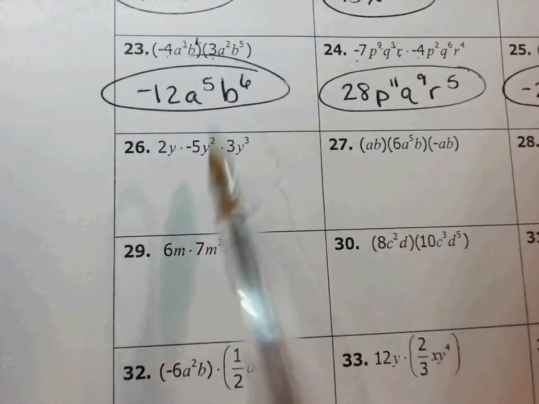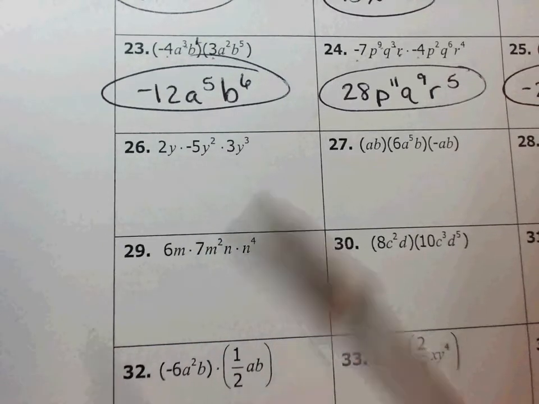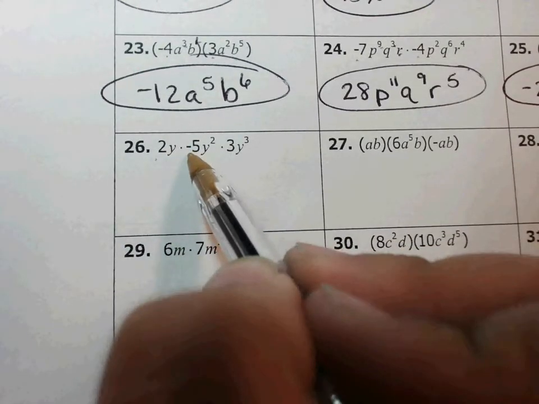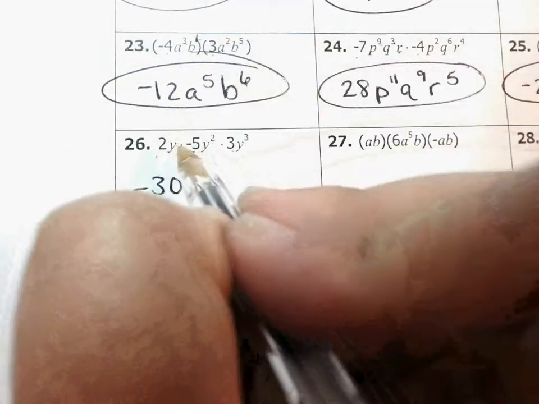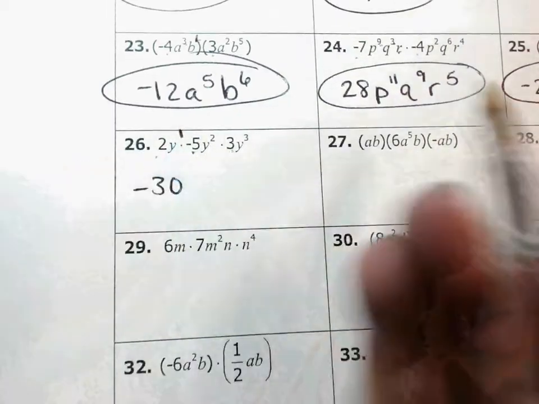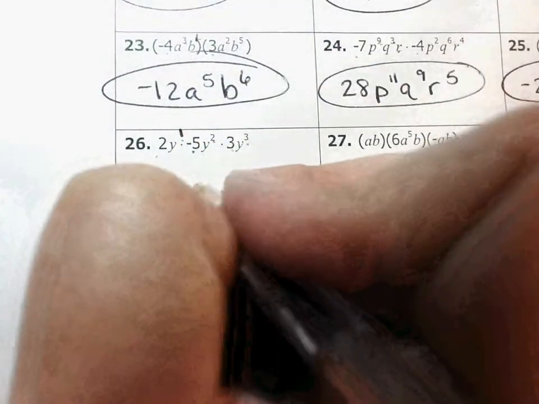26: when I have three things being multiplied across, you're still going to do the exact same thing. 2 times negative 5 gives me negative 10. Negative 10 times 3 is negative 30. y, you can put a 1 up here. 1 plus 2 plus 3 gives me y to the 6th.